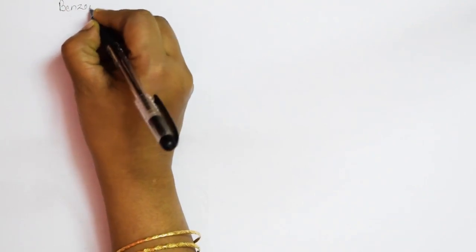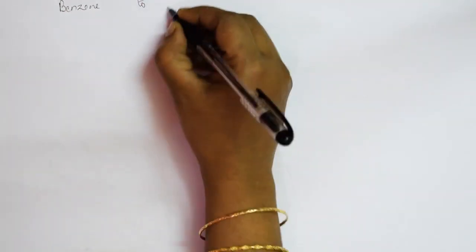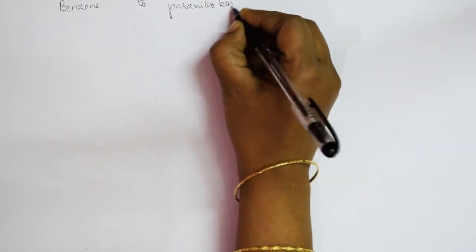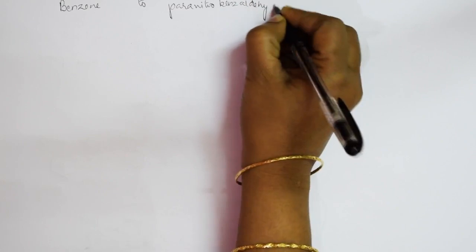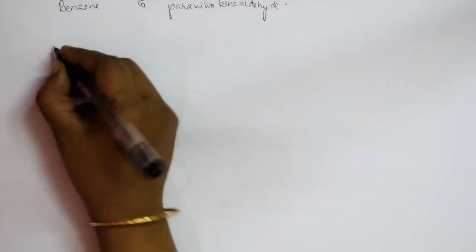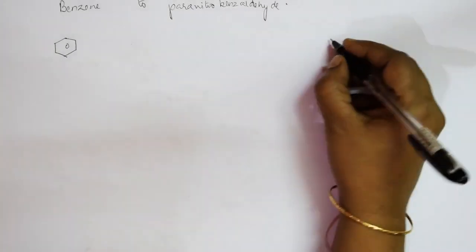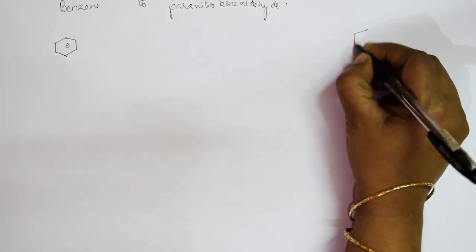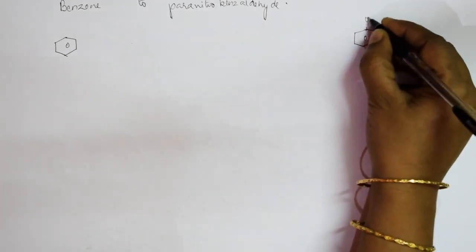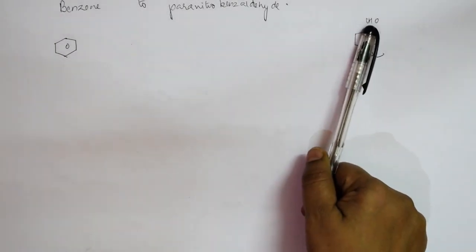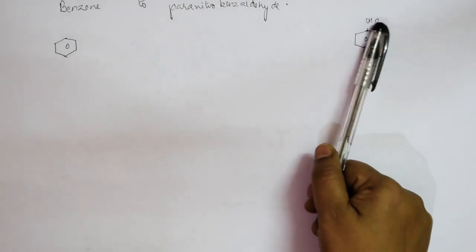When I have to see the next type of conversion, what did they ask me? They've asked me to convert benzene to para-nitrobenzaldehyde. Okay, let's start. First I have benzene, right? I have para-nitrobenzaldehyde. Let me write that. I have a benzene ring with benzaldehyde and NO2. Now what should I do? I have to add this carbon and this group, and after that I need to add nitro.